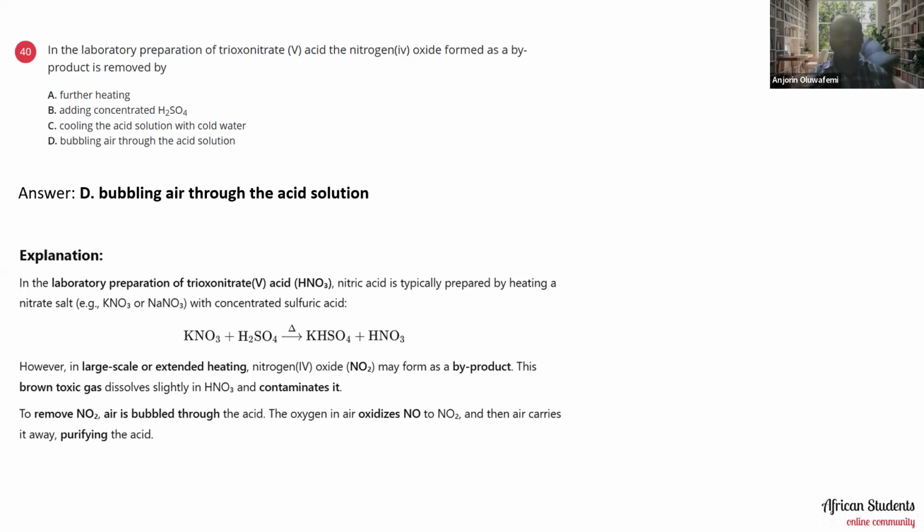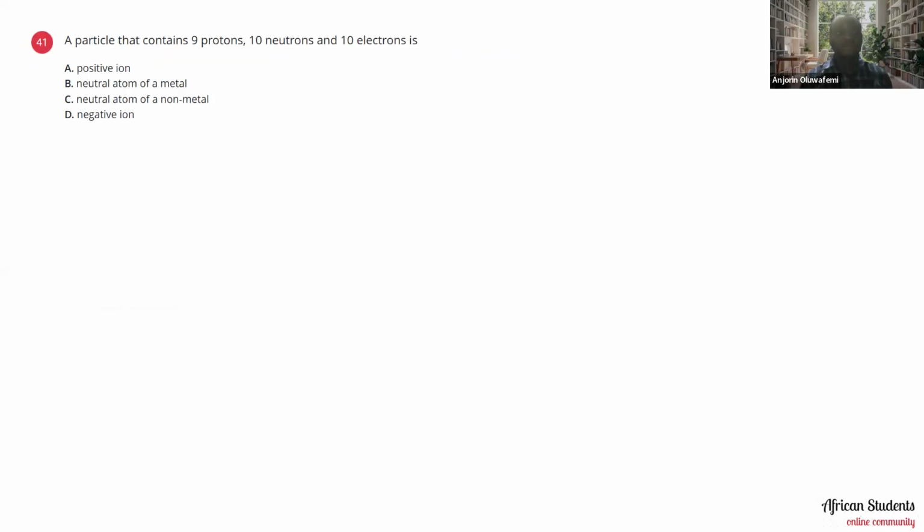Okay, so a particle that contains 9 protons, 10 neutrons, and 10 electrons is: A, positive ion; B, neutral atom of a metal; C, neutral atom of a non-metal; D, negative ion. Okay, so looking at that, the answer is negative ion. Now, why did we choose that?